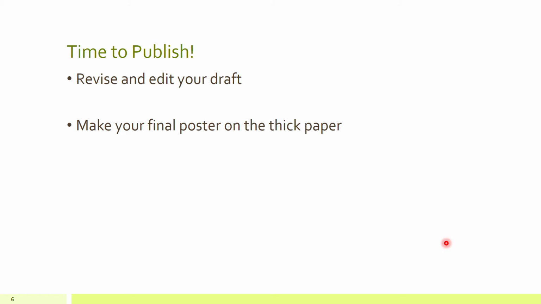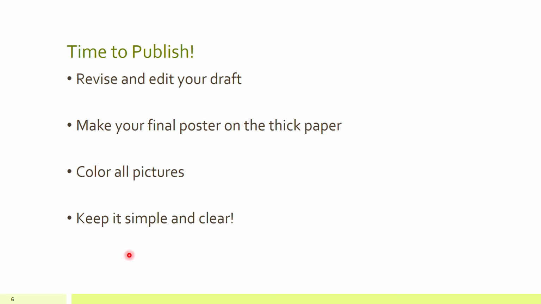You're going to make your final poster on the thick paper that we gave you, and make sure that you use a pencil to start with, because if you make a mistake, you can erase it, and that's okay if you make a mistake. We do want you to color all your pictures because colorful posters are much more interesting for people to look at. If you want to, you can trace your words with a black marker, but you don't need to do that. Don't forget to keep it simple and clear.